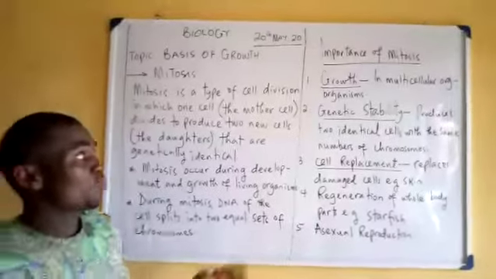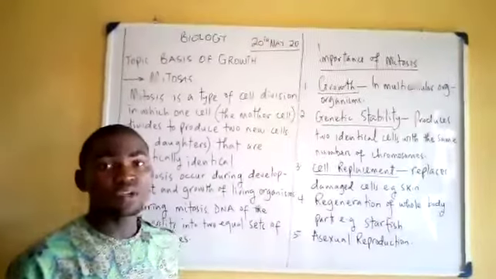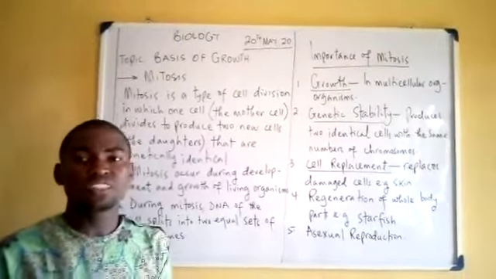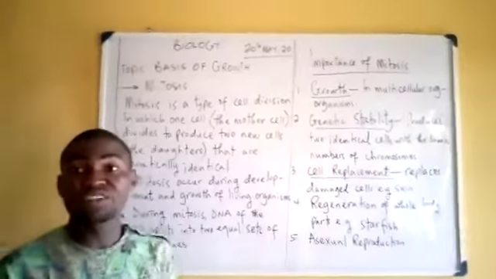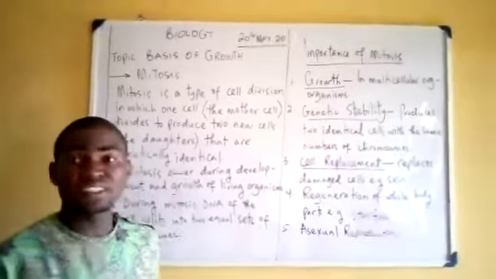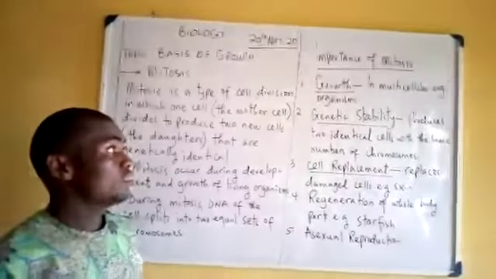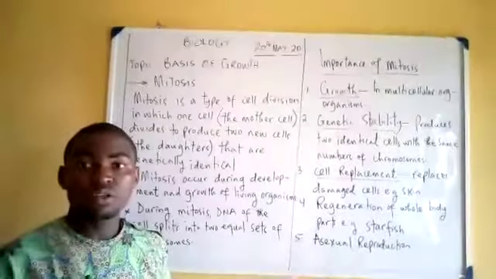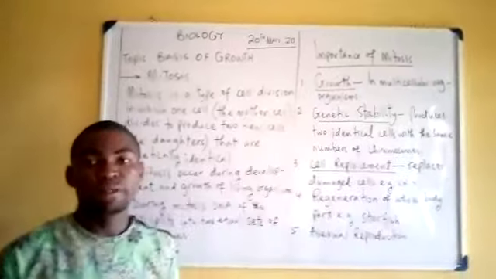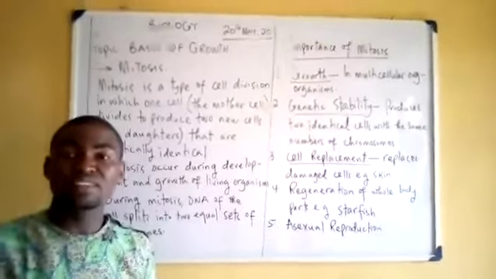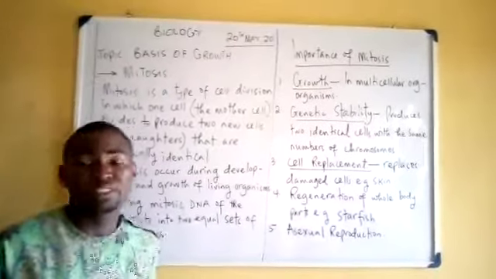Number one, we have growth. We all know that growth is simply the increase in the number of cells of an organism. And this increase in number of cells is irreversible. Growth in living things is irreversible. In multicellular organisms, growth occurs as a result of division of cells. These cells divide, and the process of these cells dividing is simply known as mitosis.